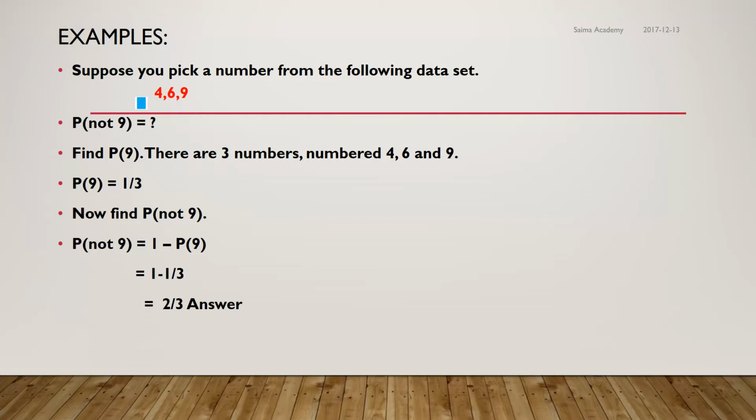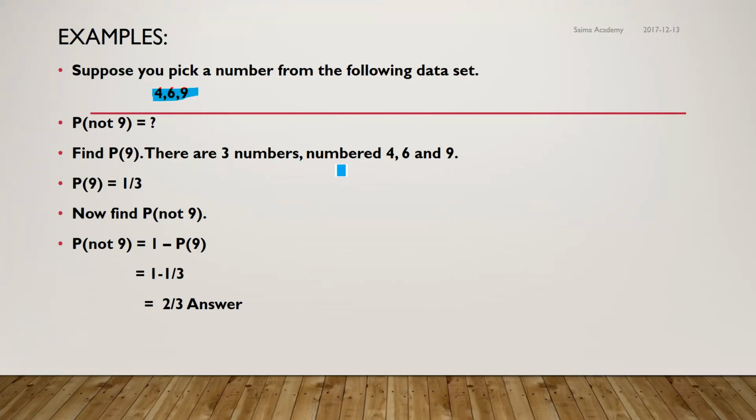Suppose the first example is you pick a number from the following data set. Suppose we have these three numbers 4, 6 and 9. I have just written these three numbers to make it easy. Otherwise, if you need, you can write down more numbers. Suppose you have these three numbers and the question is that you have to find out probability not 9. What is the probability that you will not pick 9? So this is the opposite of the other questions.